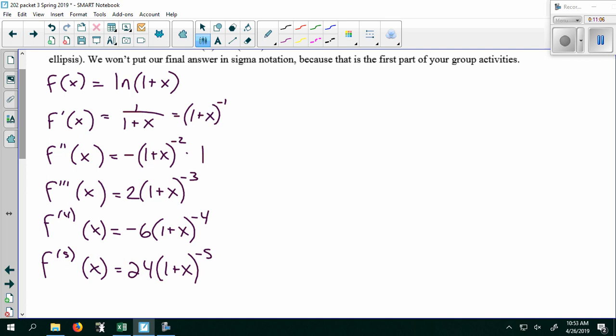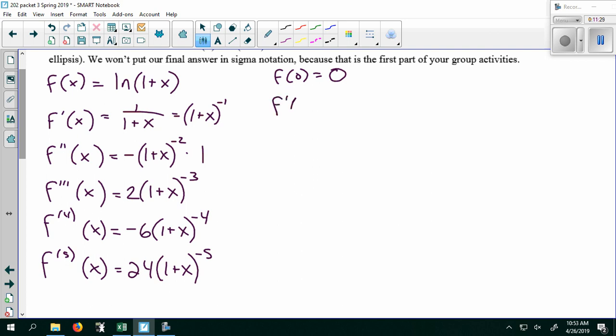Okay, so I have 5 derivatives. Now I have to plug in the value I'm interested in. They said that value is a equals 0. So I'm going to plug 0 into each of these. So the ln of 1 plus 0, the ln of 1 is 0. Good. If you didn't know that, that's what calculators are for.